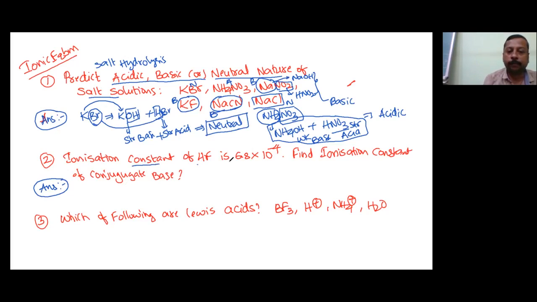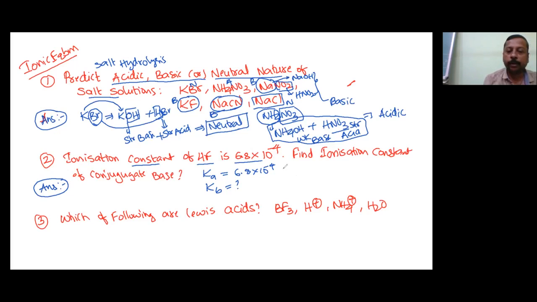The ionization constant of HF is given. That means Ka. HF is a weak acid, so Ka is equal to 6.8 into 10 to the power of minus 4. Then you have to find the ionization constant of the conjugate base, Kb.